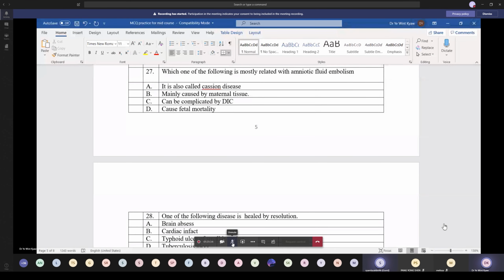Actually, I'm not sure about this. Calcium disease is wrong. You forgot. Calcium disease is from gas, right? But the fetal mortality, because it is regarded to pregnant women, no, right? It causes death of the mother, not the fetus.